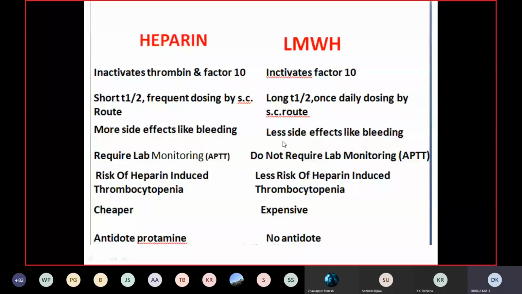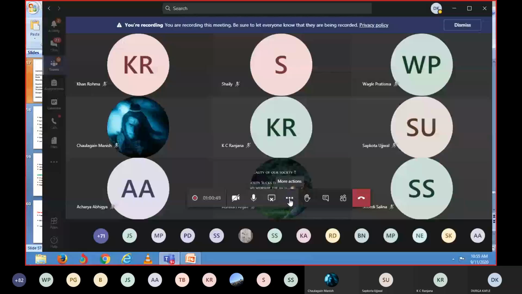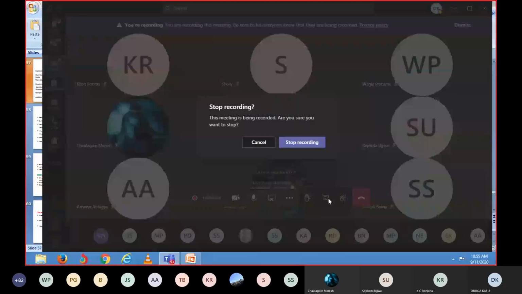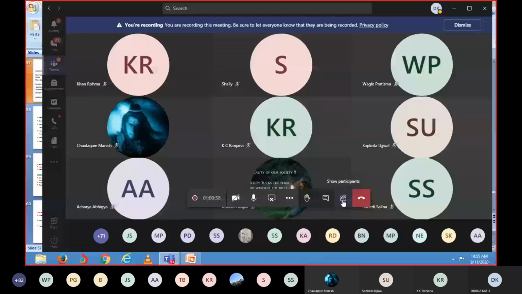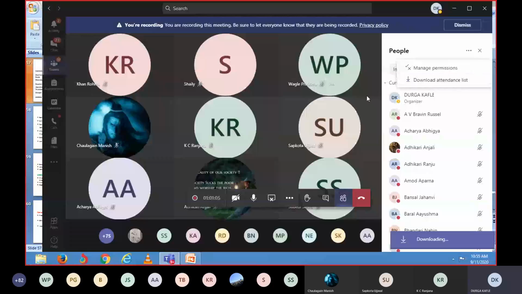Any doubt in heparin? What is the mechanism of action? What are the complications? And what are the therapeutic uses of heparin? And how does it differ from low molecular weight heparin?